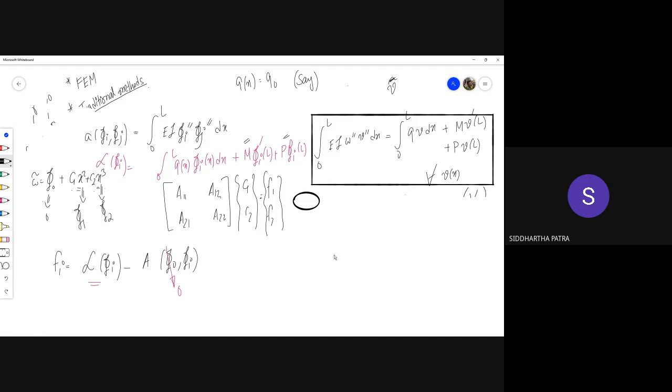Okay. So now it is your job, and you have 10 minutes for that, to find out the coefficients A11, A12, A22, etc., and also F1 and F2. You know what are phi1 and phi2. You know what are the expressions of Aij and Fi. Okay. So try to get the expressions for the A matrix and the F vector. Once you have that, we can solve for C1 and C2. Okay.